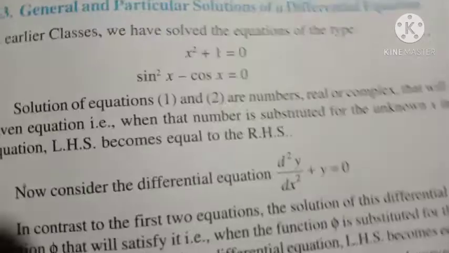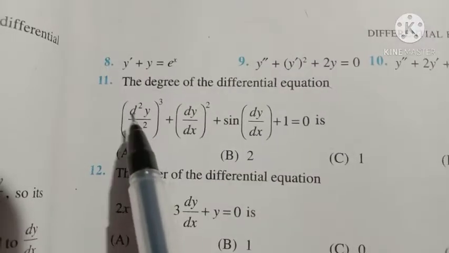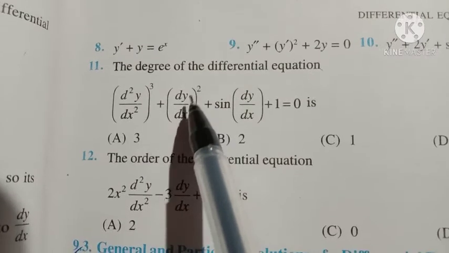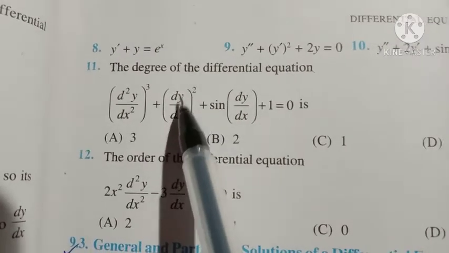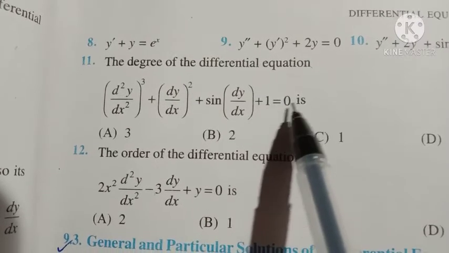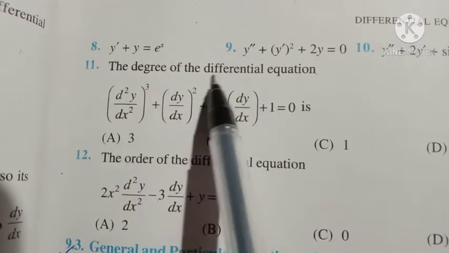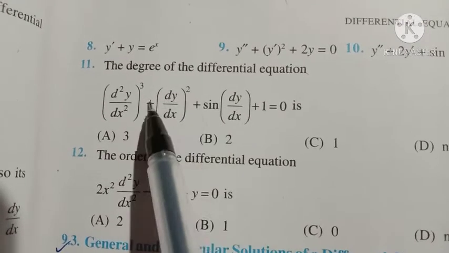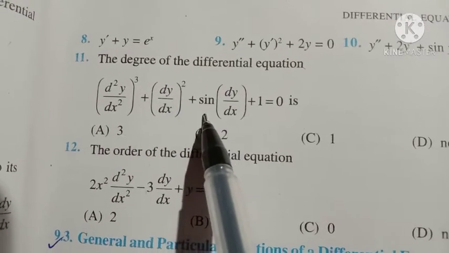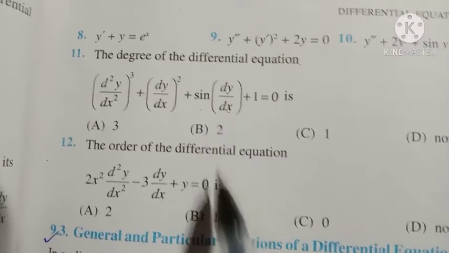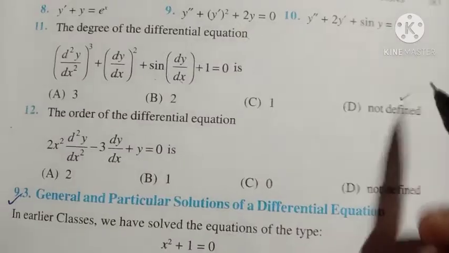Okay, let's see this question. d square y by dx square whole cube plus dy by dx whole square, dy by dx whole square plus sine dy by dx plus 1 equal to 0. What is the degree of this differential equation? Is it possible to define degree? No. Look here, the sine of derivative form. So degree is not defined.